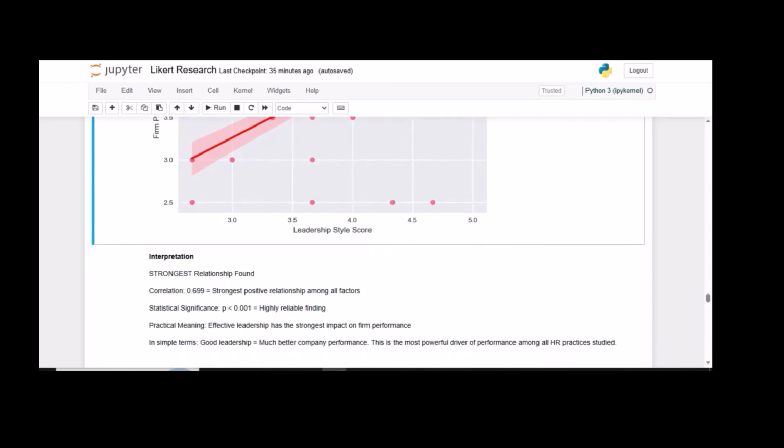You can see from the interpretation here that this is the strongest relationship found so far. Correlation is 0.699, the strongest positive relationship among all factors. We have 3 factors so far, and this is the strongest among them. The significant relationship with p up to 0.001 is a highly reliable finding. Practically, effective leadership has the strongest impact on firm performance. In simple terms, good leadership equals much better company performance. This is the most powerful driver of performance among all HR practices studied so far.